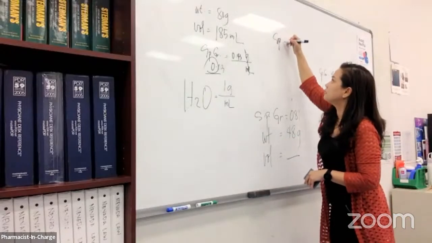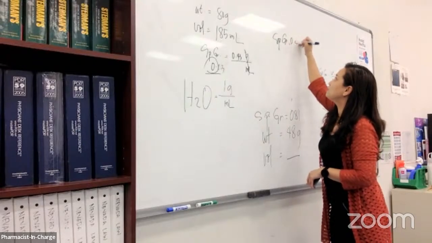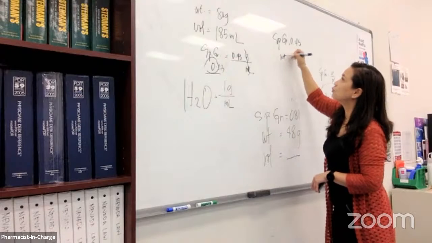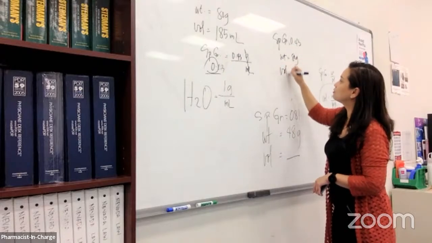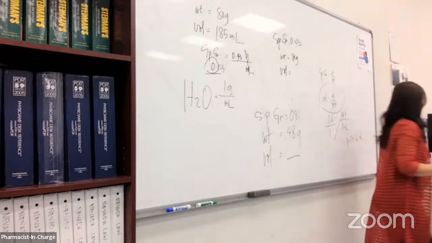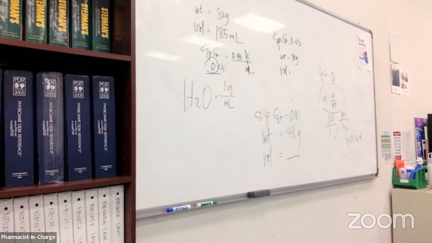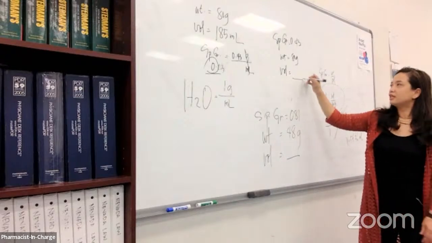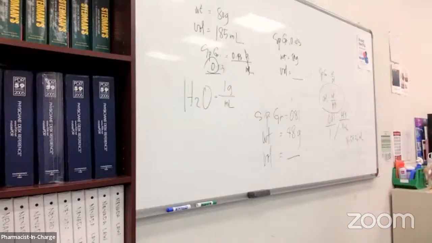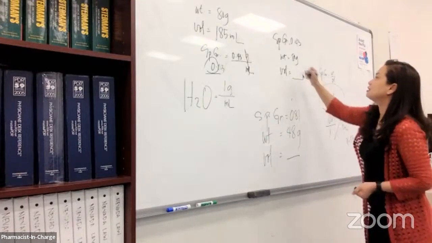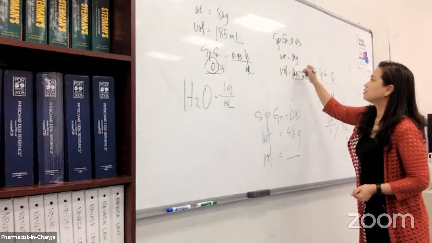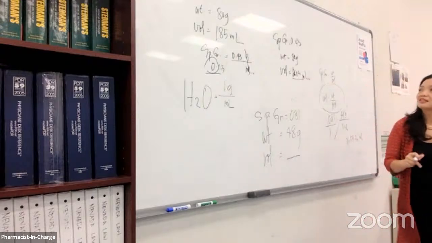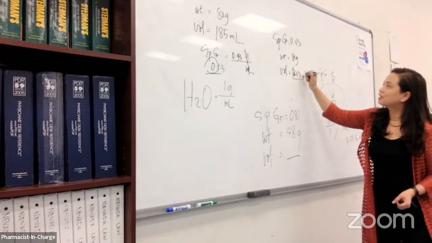Okay, specific gravity is 0.43. Weight is 80 grams. What's the volume? Ashley, your answer will be in what unit? Correct, milliliters. Turned out as 186.05 milliliters. But if you're not going to do the math, you kind of just want to pay attention to just what I did.